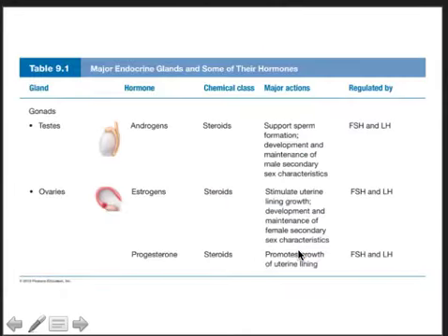And then finally, the gonads, again listed here, the hormones that they produce listed, their chemical class. They're all lipid soluble hormones, meaning they're nonpolar, which means their receptors are inside the cell instead of at the cell membrane surface. Their major actions, shown here, target the reproductive system and also secondary sex characteristics, and they're all regulated by follicle stimulating and luteinizing hormone made by the anterior pituitary. Those, remember, are the gonadotropins.